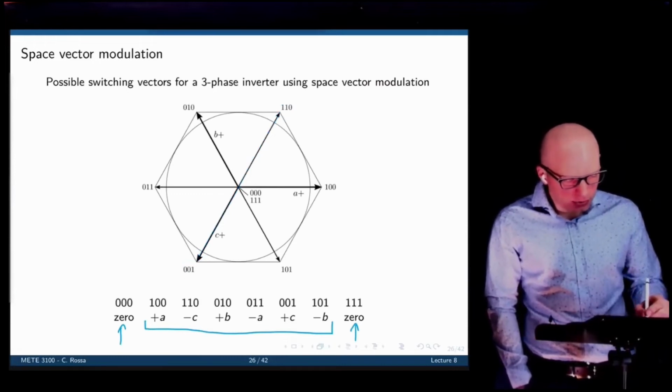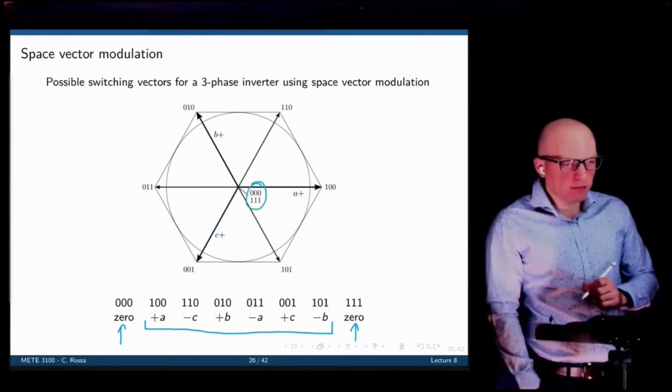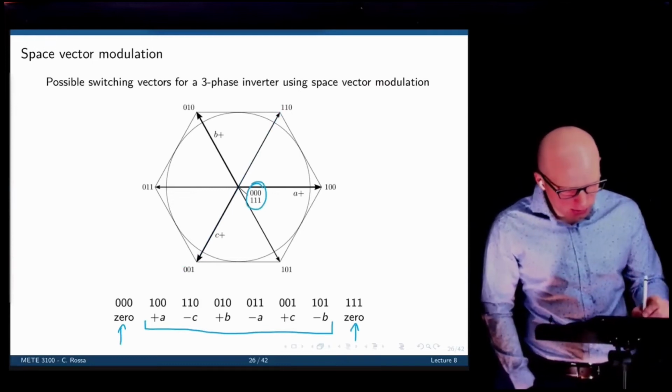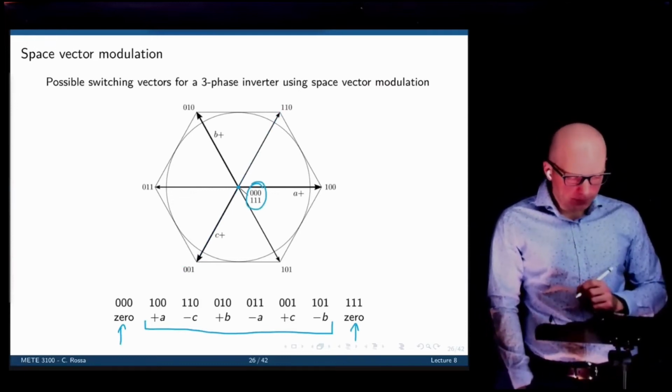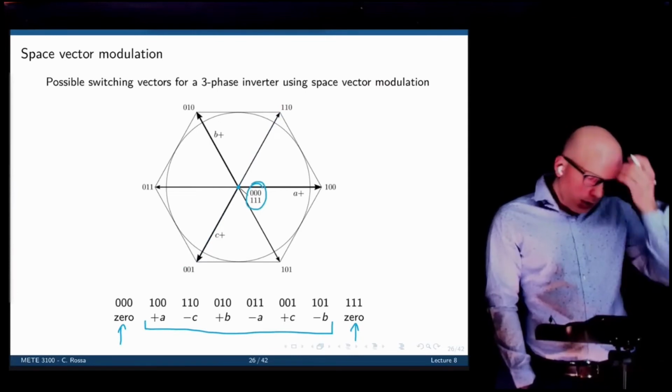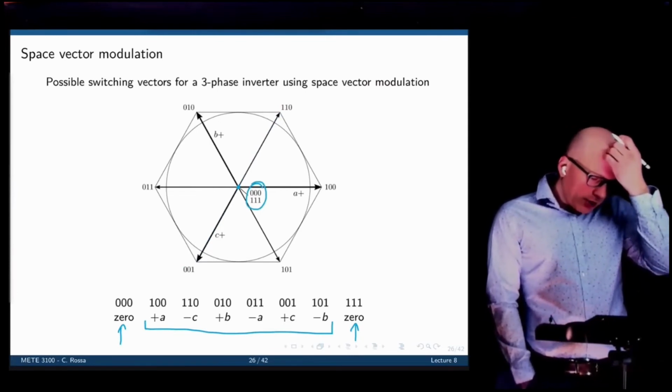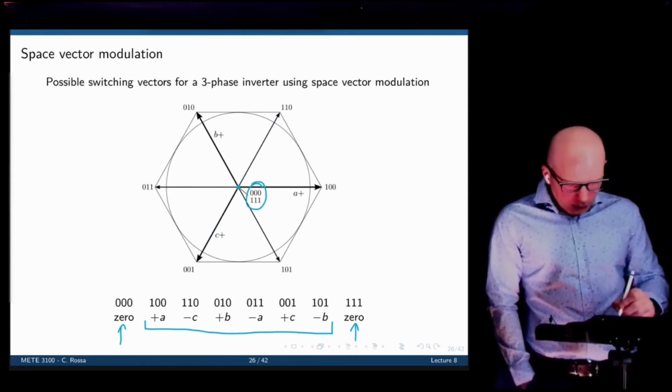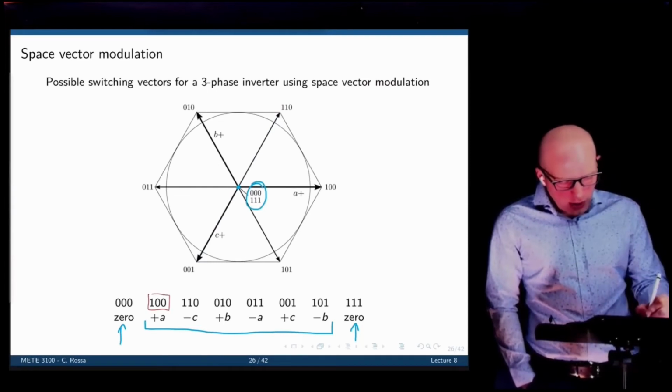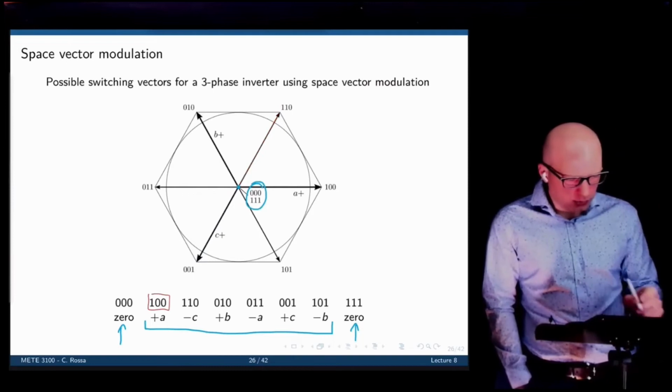And 0, 0, 0 and 1, 1, 1 have a magnitude of 0, so they remain at the center there. Right? When we go, for example, with 1, 1, 0, we have this vector, and they're going to call that, no, that's not 1, 1, 0. This is 1, 0, 0.